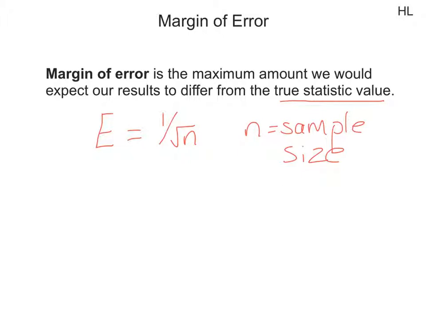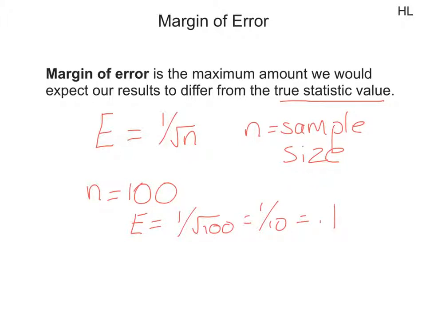A small sample size, say n equal to 100, gives us a relatively large margin of error. So in this case, the error would be equal to 1 over the square root of 100, which is 1/10, or 0.1.